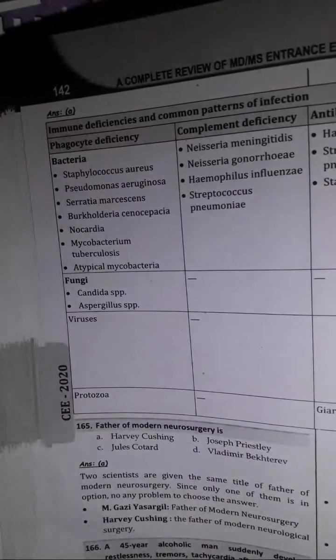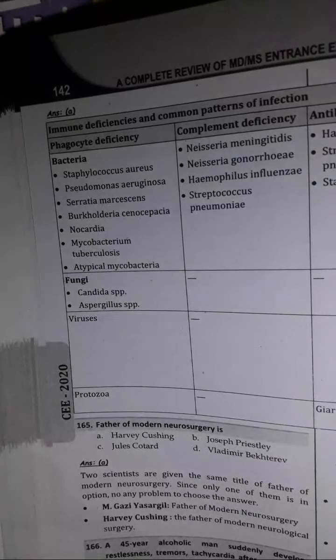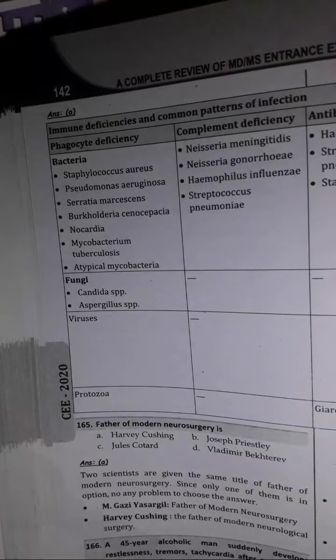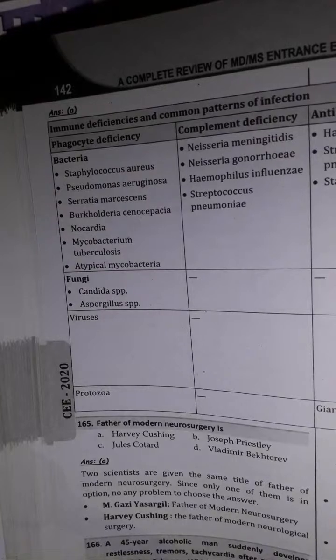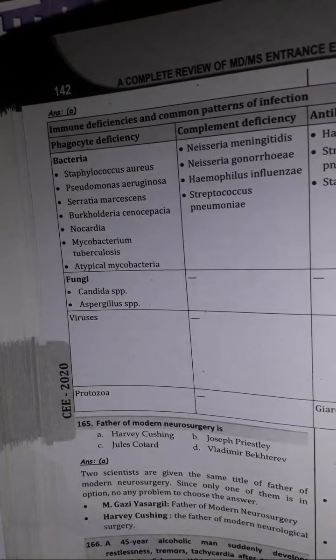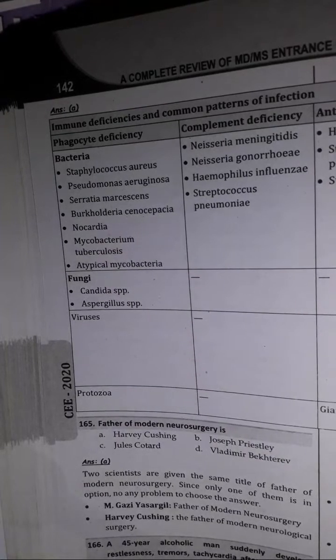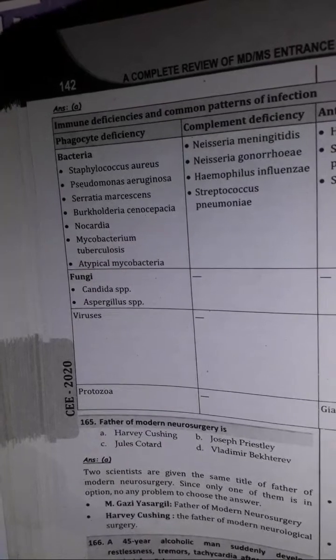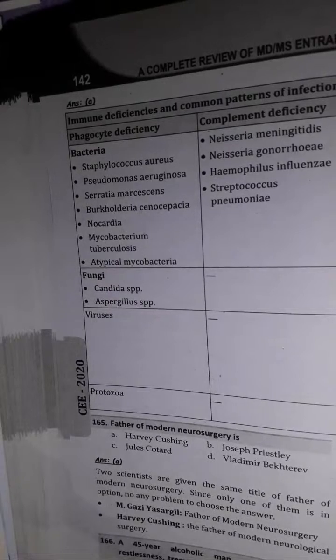Next, the father of modern neurosurgery is: A. Harvey Cushing, B. Joseph Priestley, C. Jules Cotard, D. Vladimir Bekhterev. The answer is Harvey Cushing. Father of modern neurosurgery is Harvey Cushing.